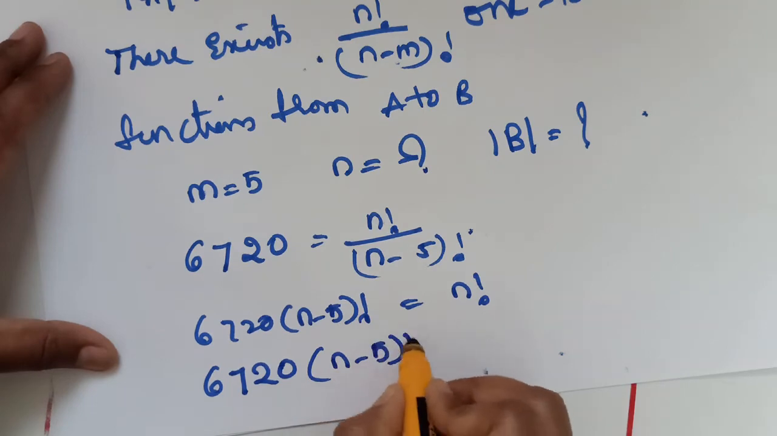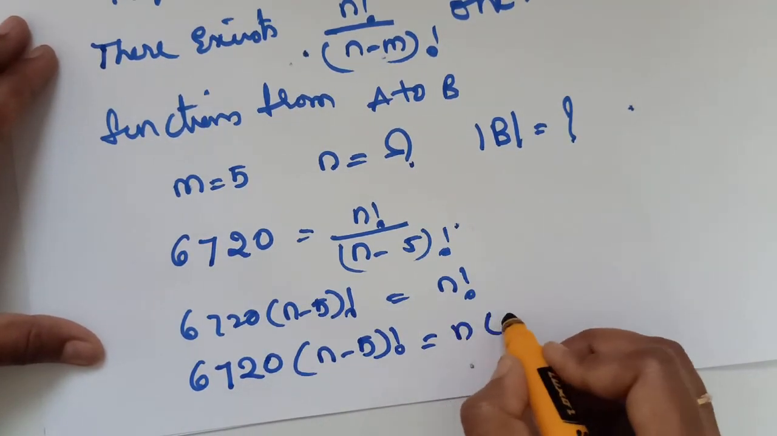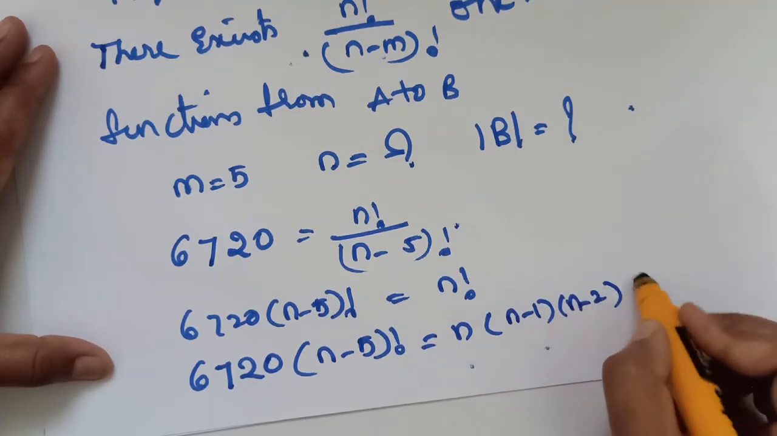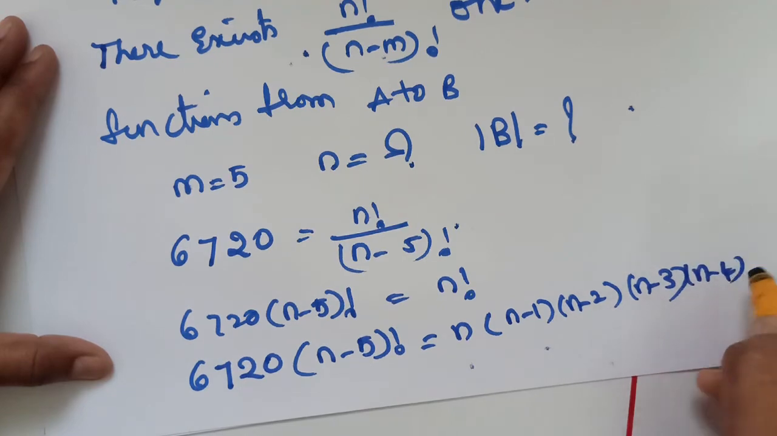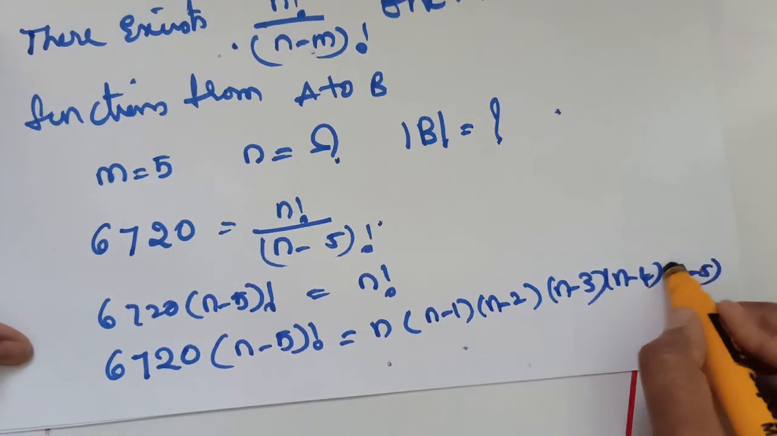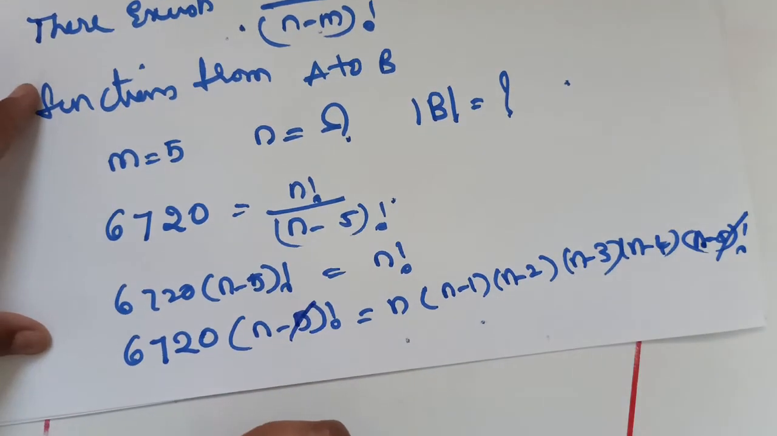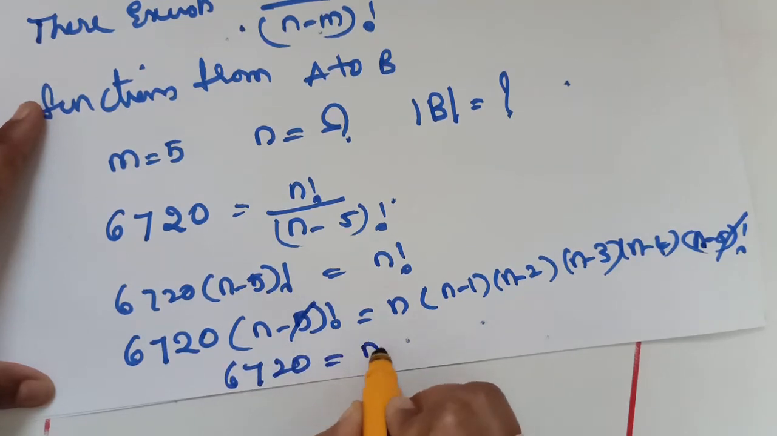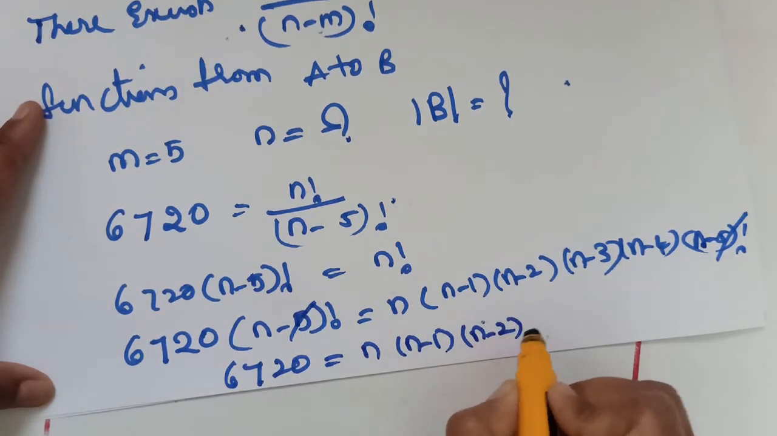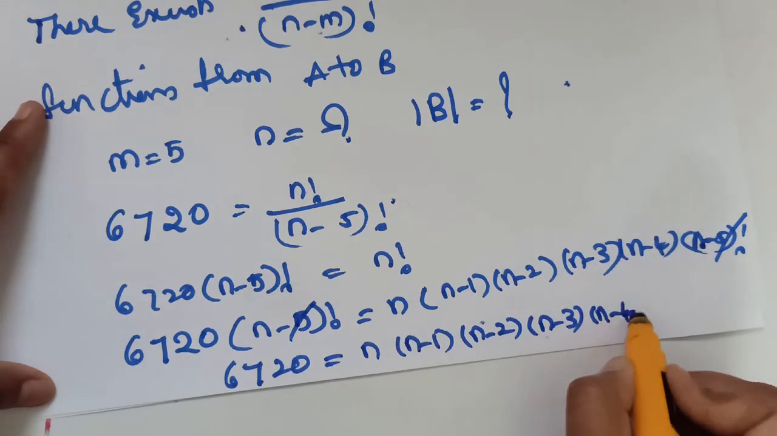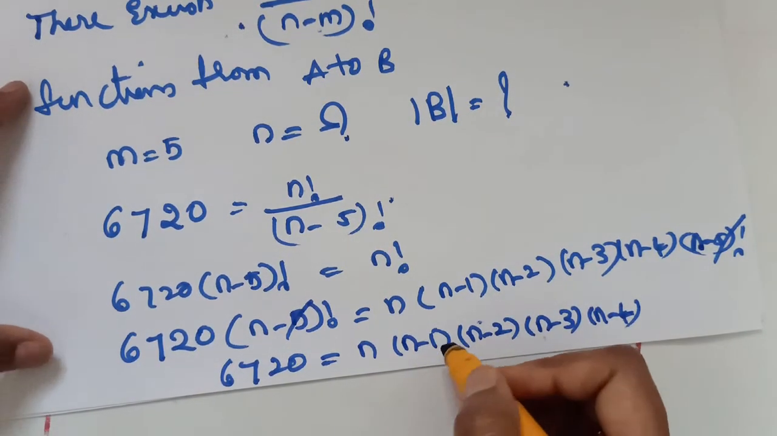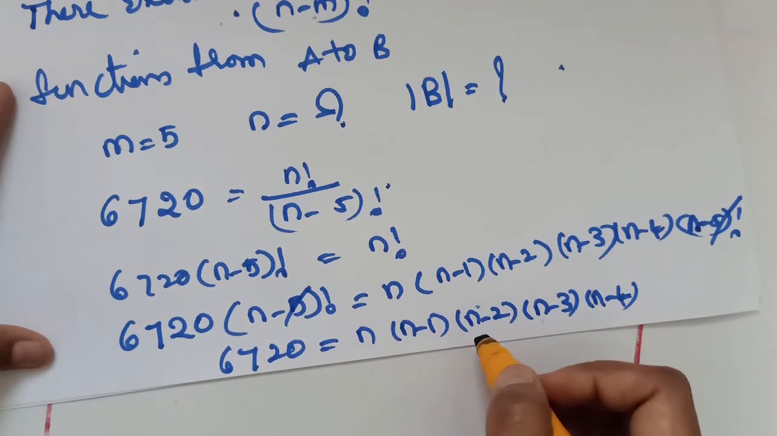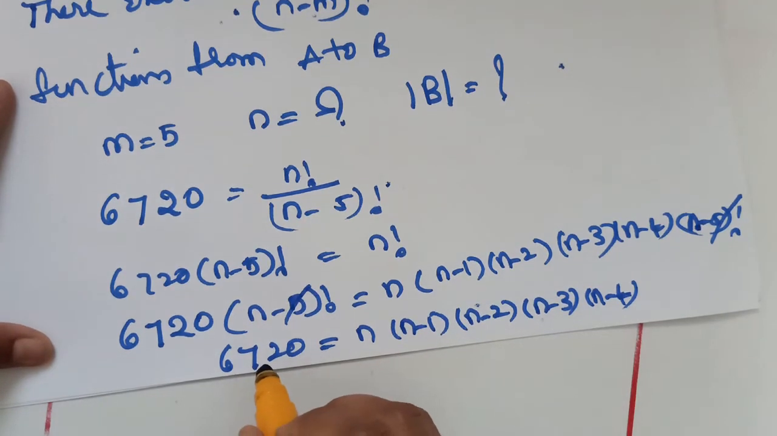6720 (n minus 5) factorial is equal to, this can be written as n into (n minus 1) into (n minus 2) into (n minus 3) into (n minus 4) into (n minus 5) factorial. Both sides (n minus 5) factorial we can cancel. 6720 is equal to n into (n minus 1) into (n minus 2) into (n minus 3) into (n minus 4). So can we find the n value by substituting n equal to 1? If I substitute n equal to 1, will I get the value 6720?